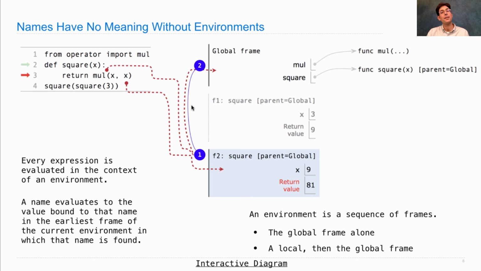When we look up mul, we first look in f2 to see if mul is there. It's not. So then we look in the next frame of the environment, and lo and behold, there is mul, bound to the function that multiplies. So that's another case where we found a name in the earliest frame of the current environment in which that name was found. It just happened to be the global frame. But we did check f2 first.